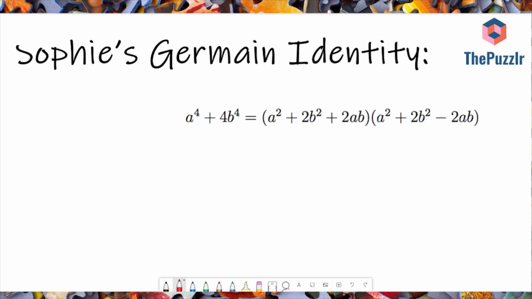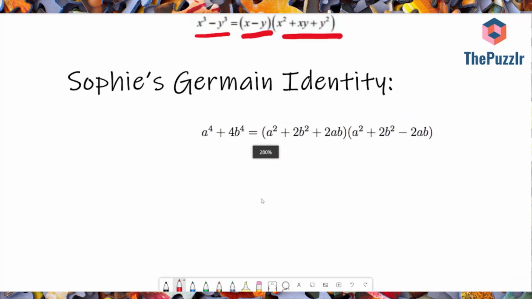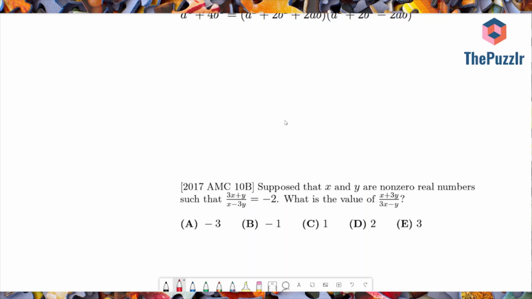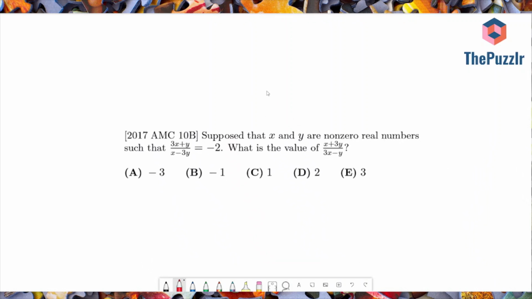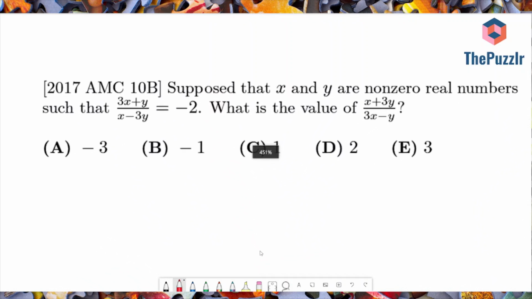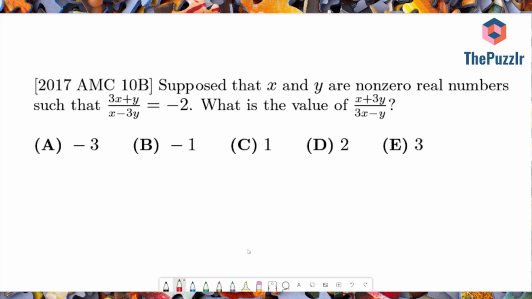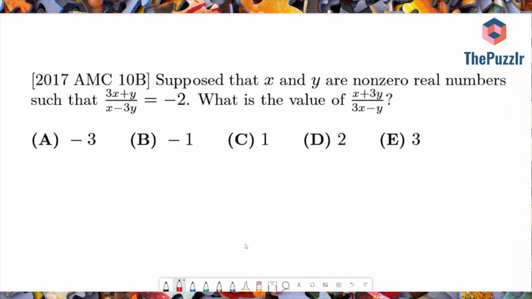Now we're going to look at some AMC 10 problems that don't necessarily correlate to these identities, just problems that we want to cover in today's class, and these identities might prove useful for us, except we will look at a problem that uses the Sophie Germain identity, as I feel that's quite important for us to know for the test. Suppose that x and y are non-zero real numbers such that (3x plus y) over (x minus 3y) gives us negative 2. What is the value of (x plus 3y) over (3x minus y)?